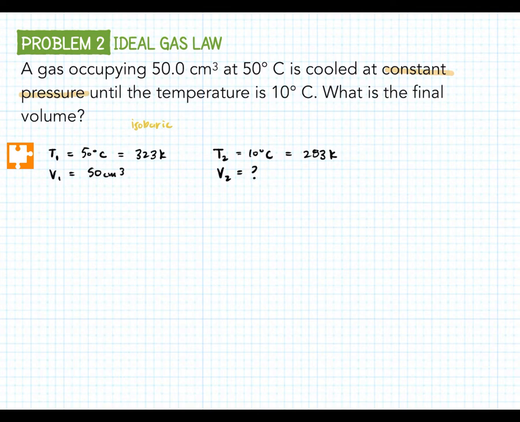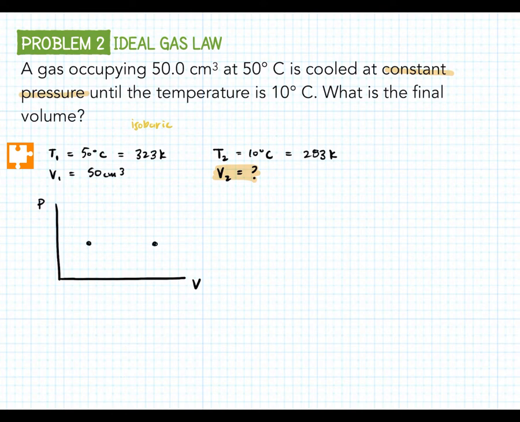Okay, so here are our clues. We wrote down our knowns and unknowns. So here's the one thing we don't know. So we're looking for a volume. We'll be able to plot this on a PV diagram, right? So pressure, volume, because it's an isobaric system. That means we're going to have a constant line.